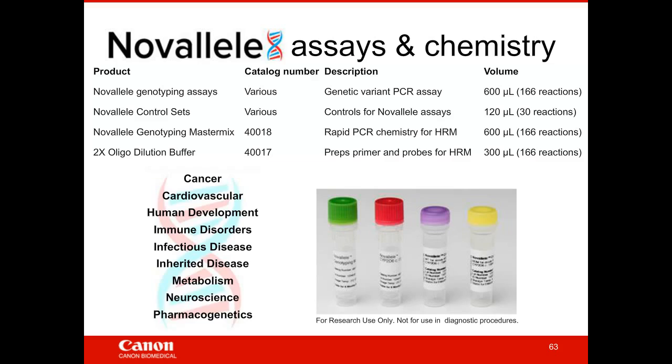The products are all shipped at ambient conditions, and the assays in Master Mix can be stored at 4 degrees Celsius. The controls should be stored at minus 20. Each assay offers 166 reactions for 10 microliter reactions.